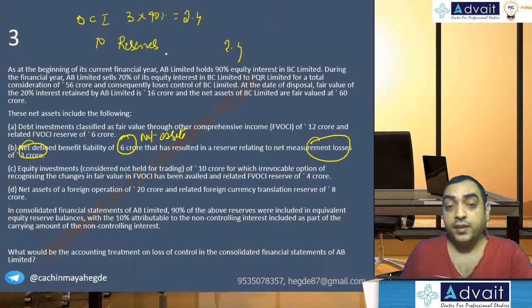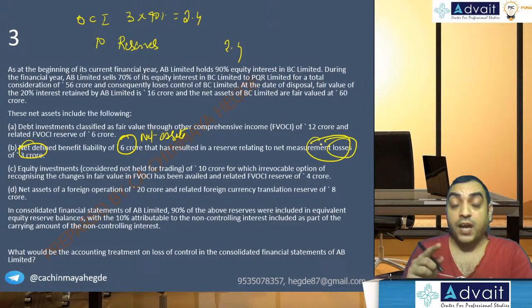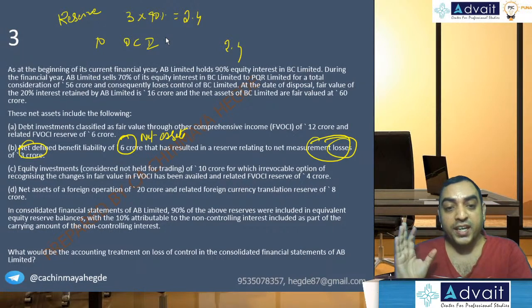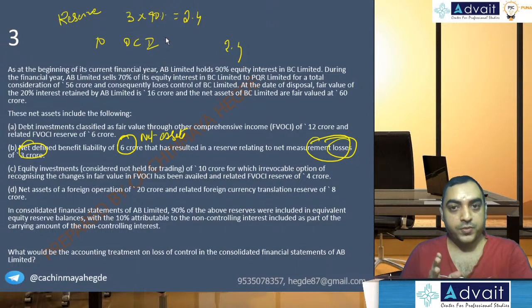Okay, one small point, this is a loss. So OCI would not have a credit balance, OCI would have a debit balance. So the entry has to be reserve account debit to OCI. We don't transfer it to the P&L account, we will transfer it to other reserves. Since it is a loss, we will debit the reserve, since it's a loss.